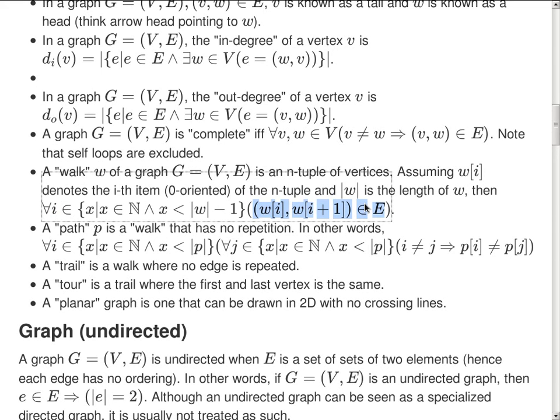So the rest of this really is the meat of the definition. We just want to say that (W[i], W[i+1]) is in E. So W[i] is basically an element of the vertices, and we just want to make sure that each consecutive element in the array, which is a vertex, there exists an edge to connect every single vertex in the tuple. Is that okay? Okay, let's look at an example.